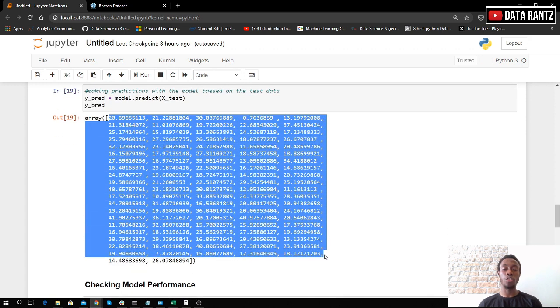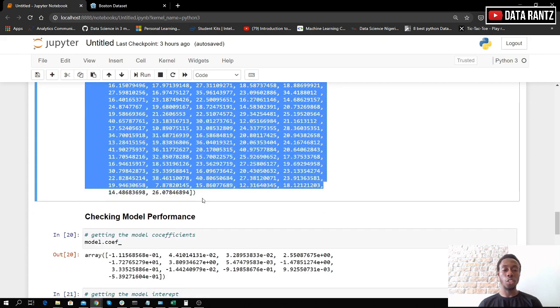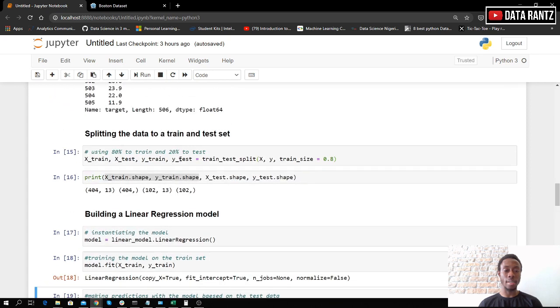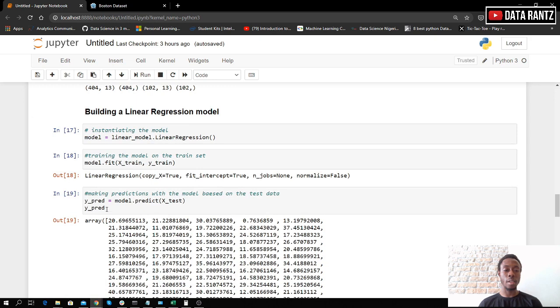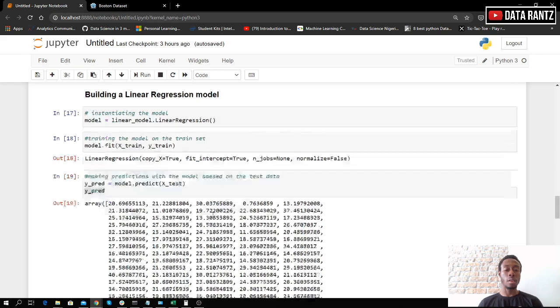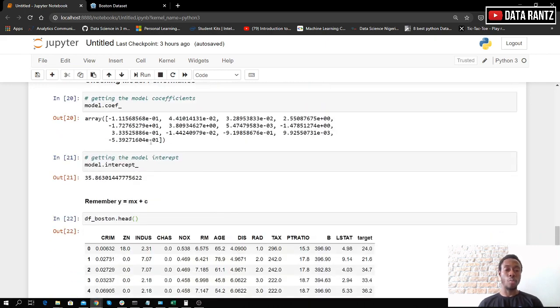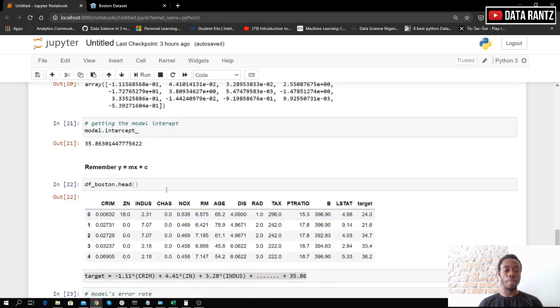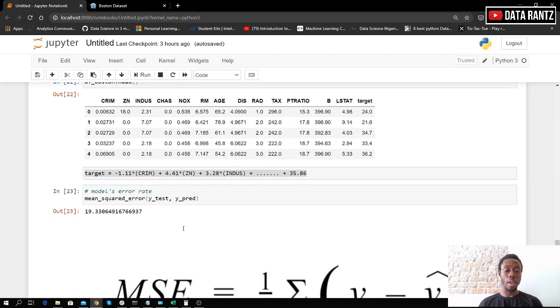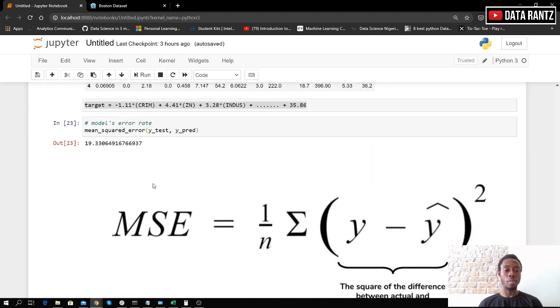Then the next thing we did was to check the performance of the prediction against the actual values, which is Y test. So we're checking our Y pred against Y test, just to check the performance. Then we got our coefficients for each of the features, and the model intercept, and then we looked at the error, the mean squared error, which will tell us how our model is performing.